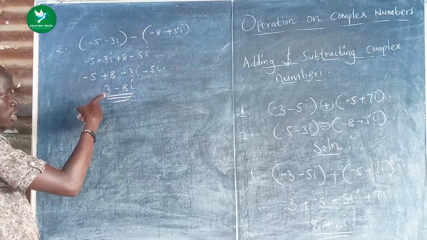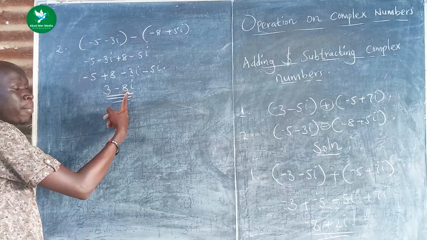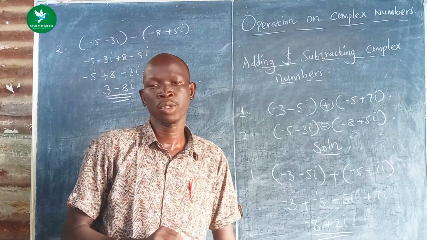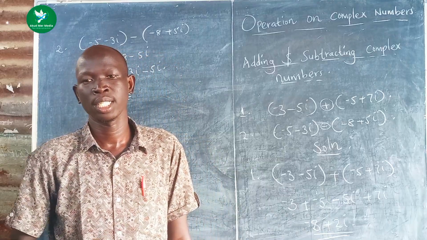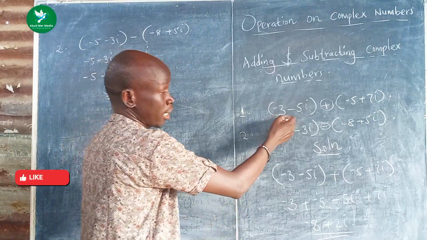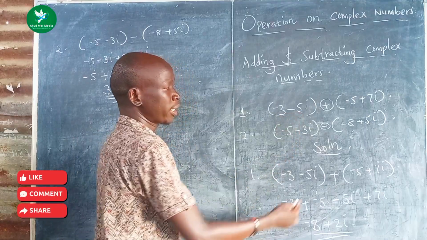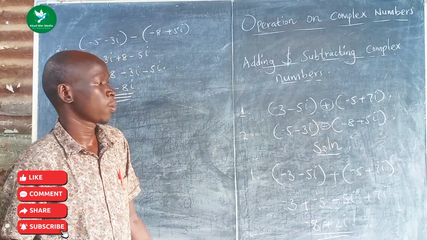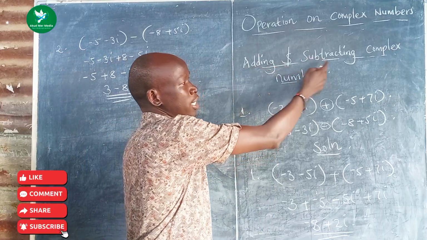You will realize that this is the real value and this is the imaginary value. This is how we deal with addition and subtraction of complex numbers. There are more examples under the same scenario, but this is the explanation for the two ideas, addition and subtraction of complex numbers.